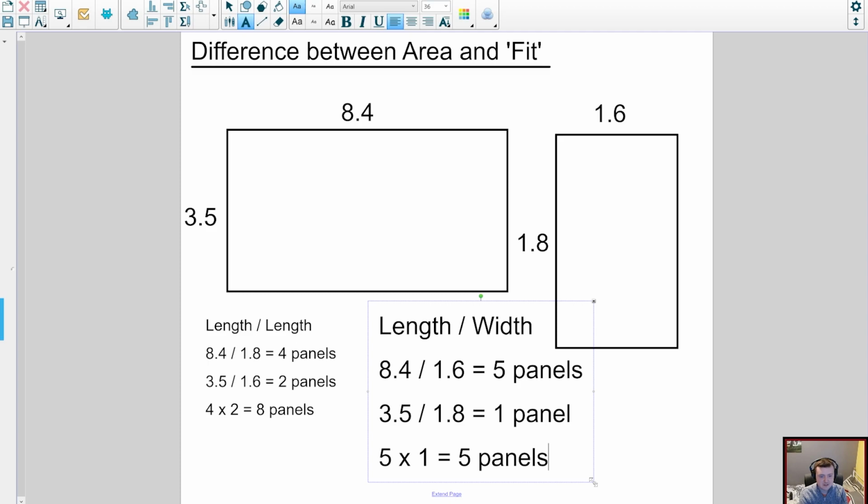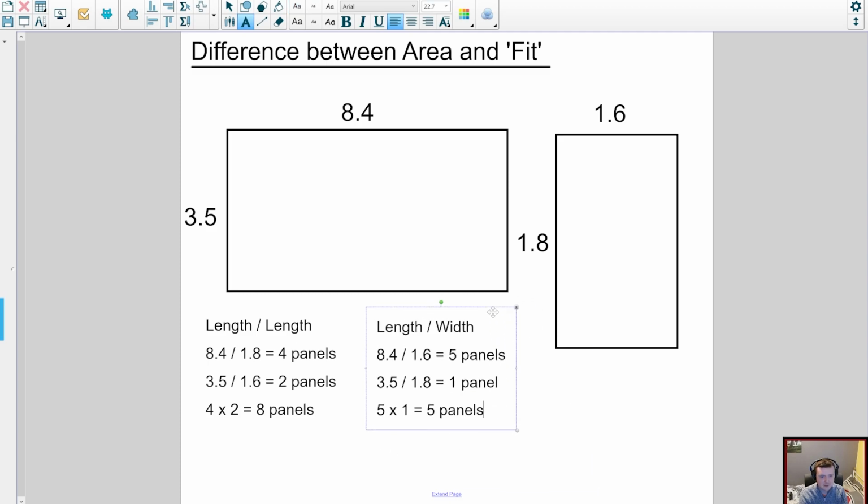And so in this case, we can say that the highest amount of panels we can fit in is 8, because 8's bigger than 5. But we have to show both methods to show that we've understood that this is a question about fit, and we've tried to rotate the panel a different way and it hasn't worked. It hasn't made it easier for us to fit it in.